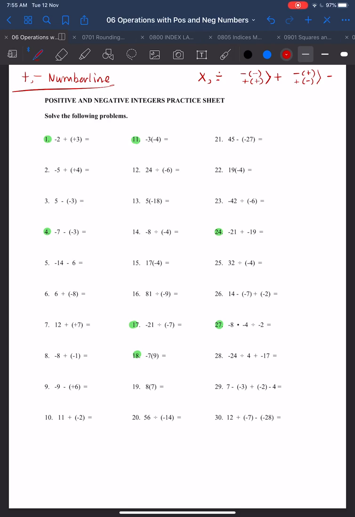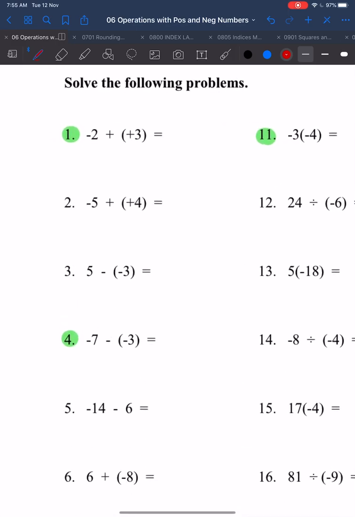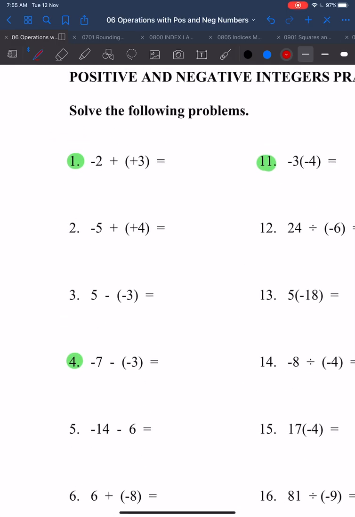Now, I have highlighted some numbers here that we can use as examples. So let's look at this one. It says negative 2 plus positive 3. So that's a double plus sign. And remember, plus times plus is equal to positive. Positive times positive is positive.